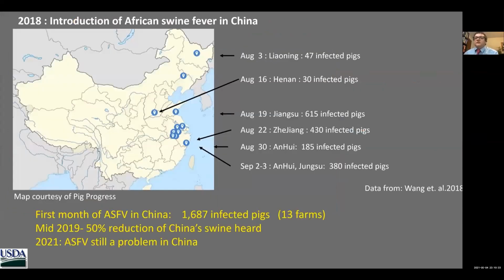However, in 2018, ASF was introduced into China. In the first month, it spread to 7 different provinces, and there were almost 2,000 infected pigs, affecting 13 farms. By mid-2019, it was reported that there was a 50% reduction in China's swine herd. And here we are in 2021, and ASF is still a problem in China.